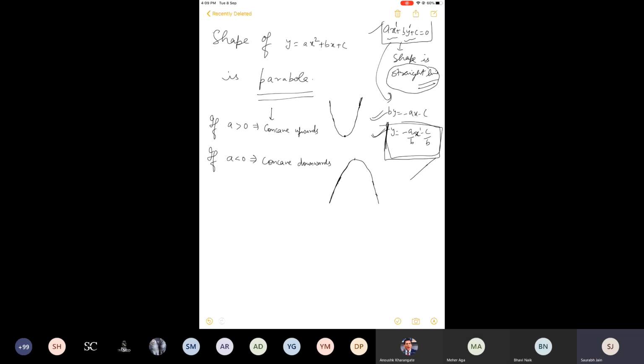Now let me write a few steps. Then after that we will solve some questions where we will be drawing the graphs, and you have to follow all these steps as it is. Okay. Steps to draw graph of a quadratic.